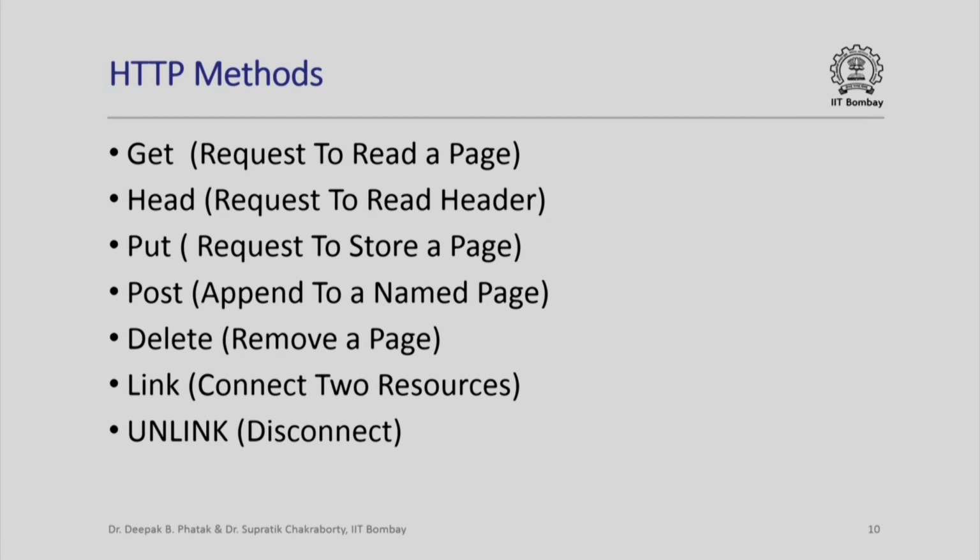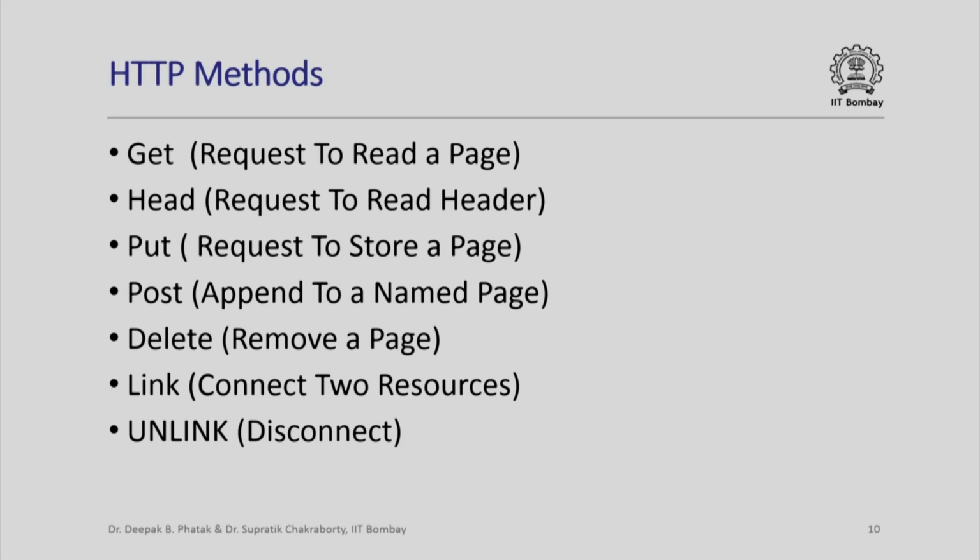There are various methods or procedures, or you may say functions in our language, which are associated with HTTP. So, there is a get functionality or get method, which is a request to read a page. A head method is a request to read a header. Similarly, request to store a page, append to a named page, remove a page, etc. is named as put method, post method, delete method. Link is a function to connect to resources, and unlink is for disconnecting.